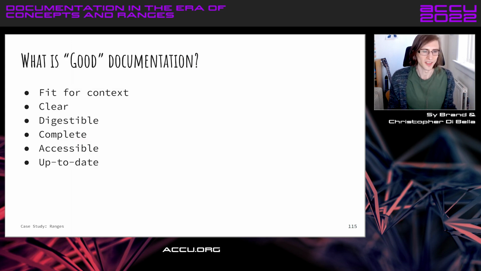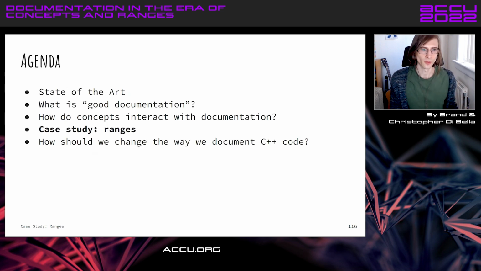So again, coming back to these, I think this is the same as we did last time. It's fit for context, it's clear, digestible, complete. I showed how you might lay it out on a web page, as long as you make that web page navigable and think about all the accessibility constraints, then you can make it accessible. Up to date, the same issue. We would need to be very careful about that. So that's our case study on ranges.